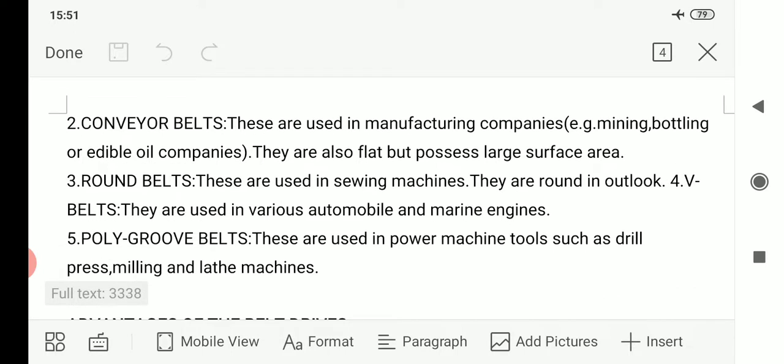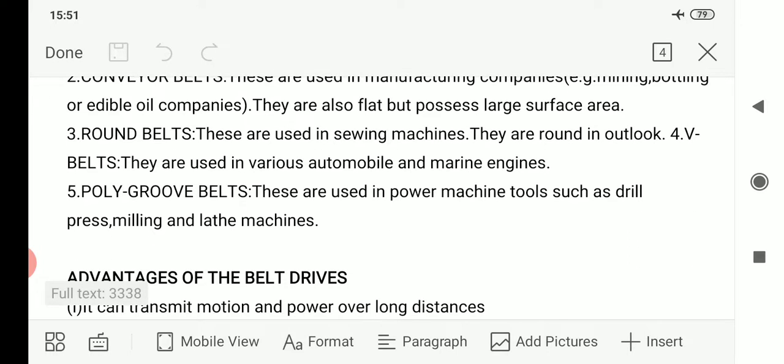Number three, round belt. These are used in sewing machine. They are round in outlook. Number four is V-belt. They are used in various automobile and marine engines. Number five, polygroove belt. These are used in power machine tools such as drill press, milling, and lathe machines.